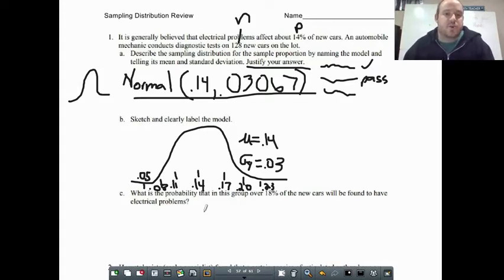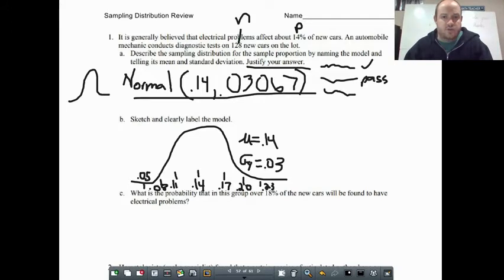Last part says, what is the probability that in this group, over 18% of new cars will be found to have electrical problems? Now notice it says, what's the probability that in this group, 18%? So this is a sampling distribution question, so we'll be using our new standard deviation, not the old one, all right? So the 0.03067. So let's go ahead and switch over to our calculator here. We want to know over 18%. So in other words, 18 is going to be a lower bound, and we're going to go up to the 9999.